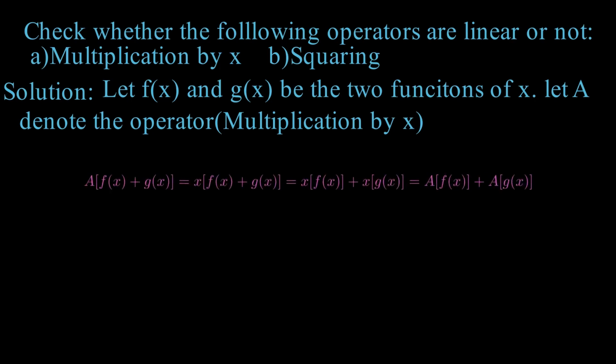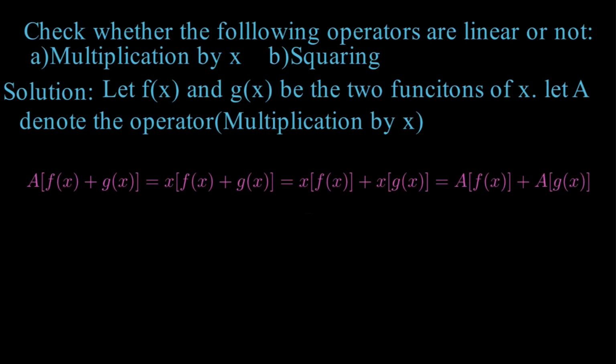Now we'll apply the first condition of the linear operator. Here operator A will be operating on the sum of two functions f as a function of x and g as a function of x. Since operator A is multiplication by x, we'll replace A by x, and this will be equal to x operating on the individual functions f as a function of x and g as a function of x. So here the first condition of a linear operator is satisfied.